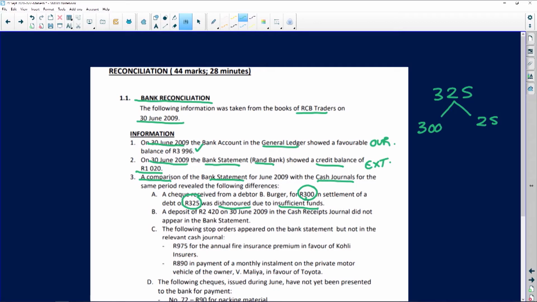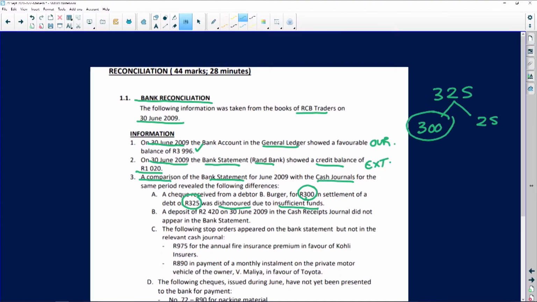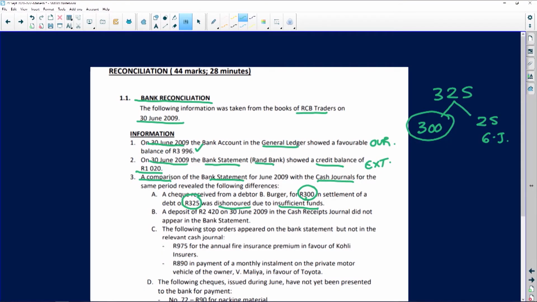Now, when you are completing a bank recon, you are only interested in the check amount, not in the amount owing. Because remember, the dishonored check is what you now need to cancel in your CPJ. Only the check, not the amount owing, not the discount that is given. The discount will be cancelled in the general journal, but we are not interested in the general journal in this particular case. So that 300 Rand is going to now affect our cash payments journal.